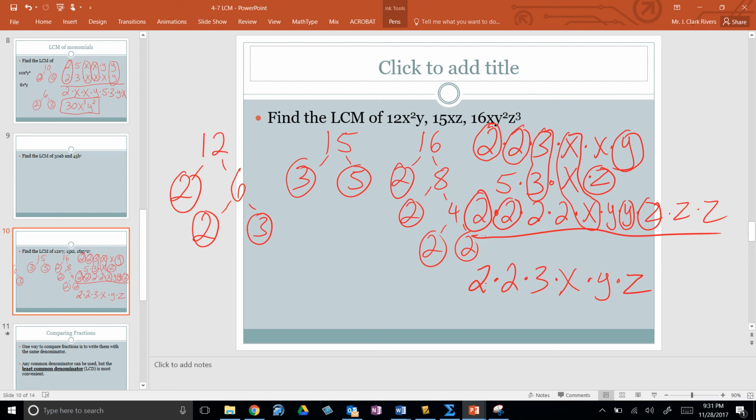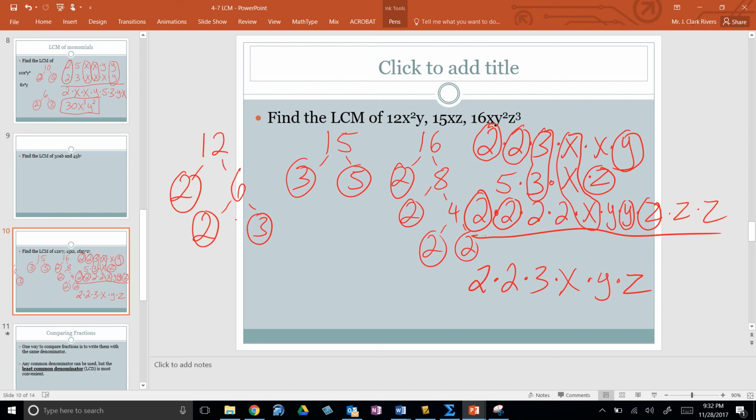So let's double check this. 2 and 2, so I got a 2 written down. 2 and 2, I got a 2 written down. 3 and 3, I got a 3 written down. 3 x's, so I got 1 x written down. y and y, I got a y written down. And z, so I got a z written down.